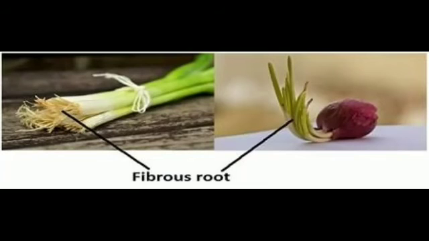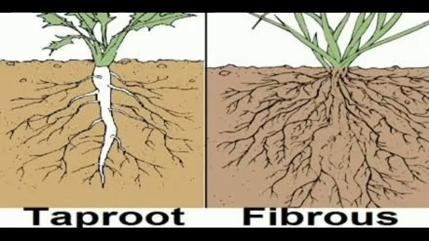A fibrous root consists of many thin roots. It does not have any main root at all. It looks like bunches, you know, right? Like that, the roots will be present. They come in different sizes, from small to big. These grow from the base of the stem. All of them are bunched together.